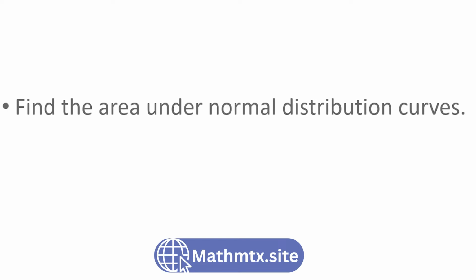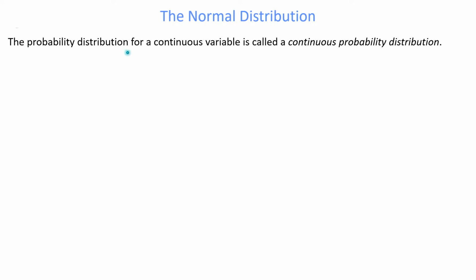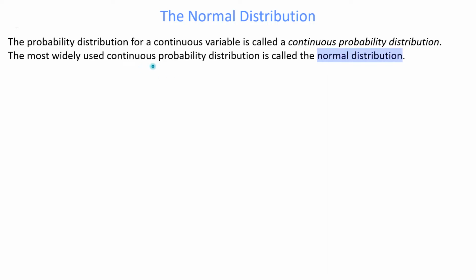The learning objective for today's lesson is to be able to find the area under normal distribution curves. The probability distribution for a continuous variable is called a continuous probability distribution, and the most widely used continuous probability distribution is called the normal distribution. So over here we have the graph of the normal distribution curve.